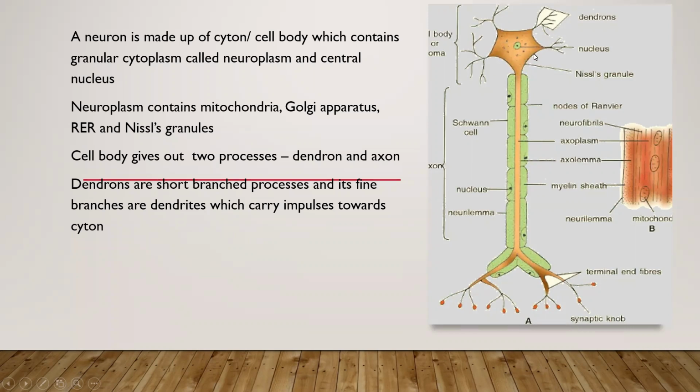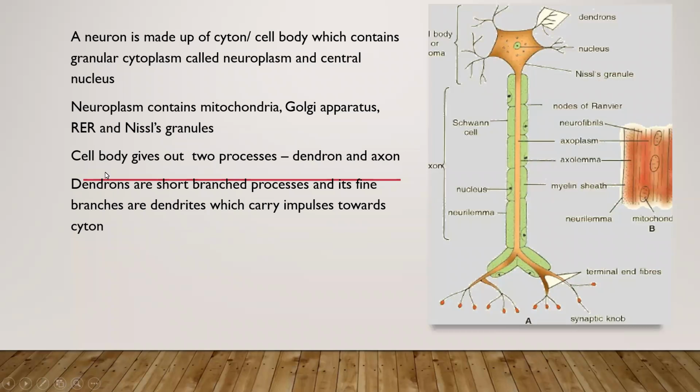This is the cell body. A neuron basically consists of a cell body, also called the cyton. The cyton consists of a centrally placed nucleus and cytoplasm. The cytoplasm of the neuron is called neuroplasm. What does neuroplasm have? Neuroplasm contains mitochondria, Golgi apparatus, RER, that is rough endoplasmic reticulum, and it also has Nissl's granules. Can you see these granules all over here? These are called Nissl's granules.